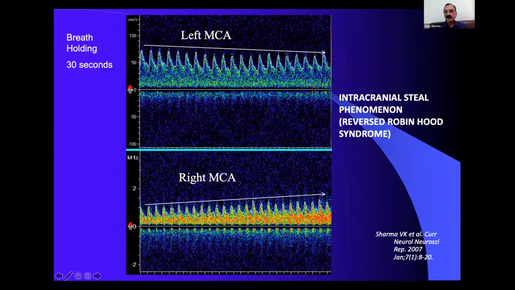So this is this patient. This is a normal response in the right MCA. Once he starts holding, this is a 30-40 seconds record. You can see the blood flow is increasing because of vasodilation as a response to increasing carbon dioxide. But on this side, what you are seeing is a paradoxical reduction. So this is something abnormal. This is intracranial steal phenomena. The healthy, the strong right MCA through the ACOM and ACA is stealing the blood from the affected side, from the poor side. We call this reverse Robin Hood syndrome.